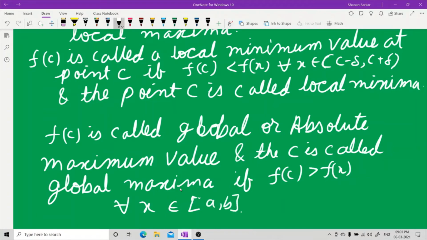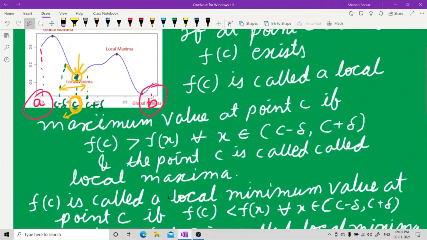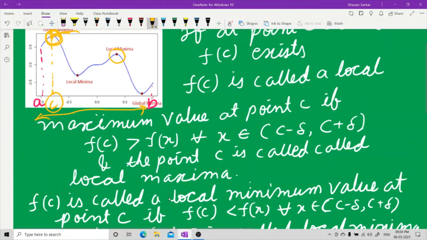This is [a, b]. Let us understand this thing in the picture. Now I have this point C. Here the value of the function is the most. If you compare anywhere with this point, the function has the maximum value throughout this interval AB, at this point.